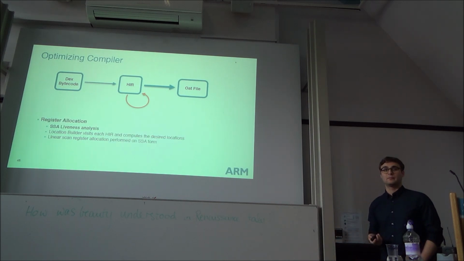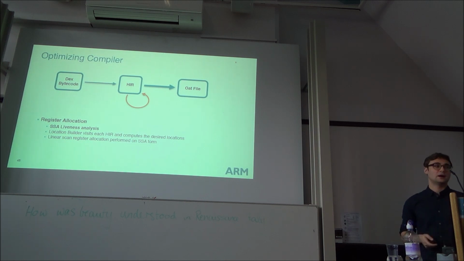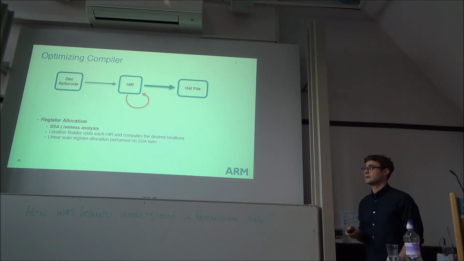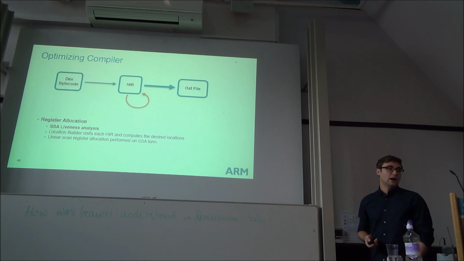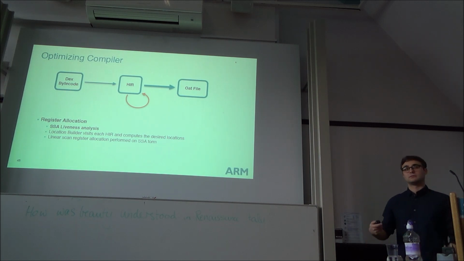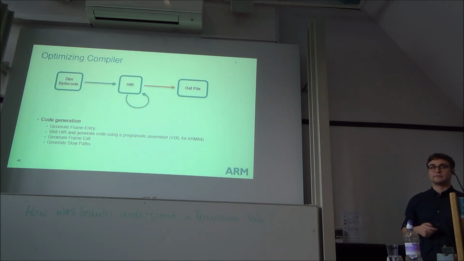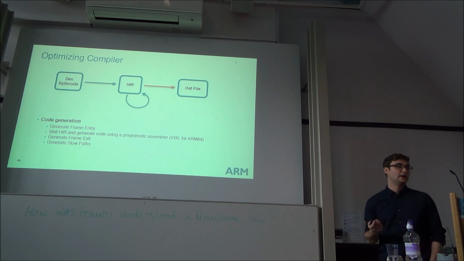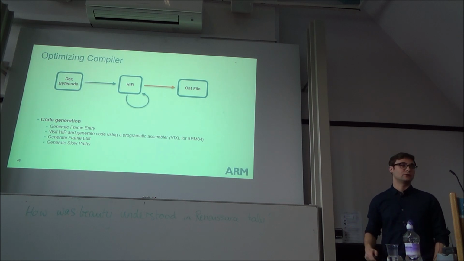So once we have applied all the optimization passes, we go ahead and allocate the registers. We do the SSA liveness analysis. That's static single assignment. Again, some compiler terminology. And we compute the locations that we would need for the code that we're just about to generate. Once that's done, we generate the frame entry, frame exit, and we go ahead and generate code. For ARM64, we use VIXL, which is an open source project that you guys could contribute to.